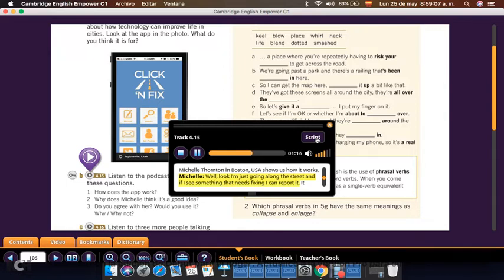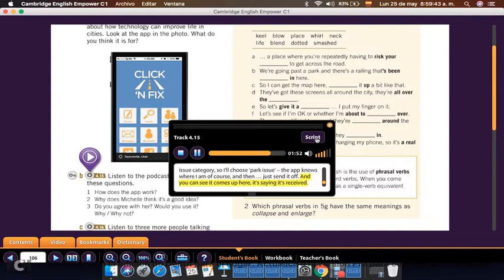Well, look, I'm just going along the street, and if I see something that needs fixing, I can report it. It could be anything like a pothole or graffiti on a wall, or if something's been vandalized, or even a place where you're repeatedly having to risk your neck to get across the road. Anything like that. So, right now, we're going past a park, and there's a railing that's been smashed in here. It's all bent. So, I'll go on the app, and then I just take a snap of it. And I'll choose the most appropriate issue category. So I'll choose park issue.